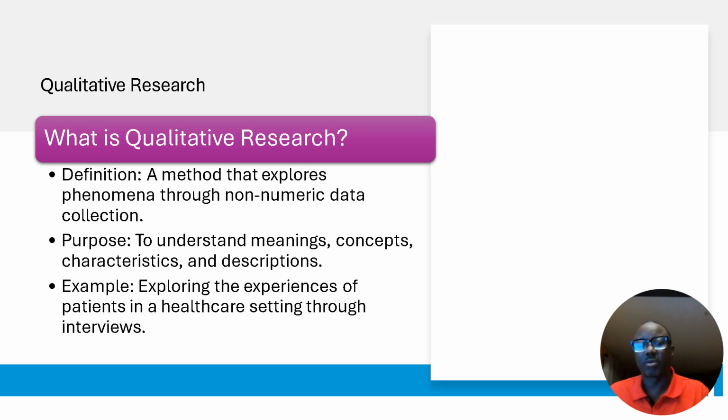The purpose for which we conduct qualitative research is to understand the meanings, the concepts, characteristics, the descriptions, the emotions. We want to get an understanding of the life experiences of the participants. So we have an example here: exploring the experiences of patients in a healthcare setting through interviews. Or you could study the life experiences of participants with high blood pressure in Minnesota, in the Twin Cities.